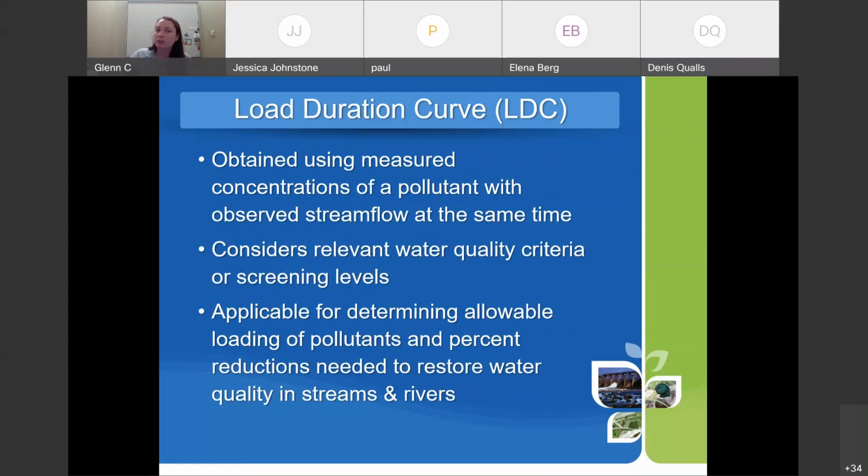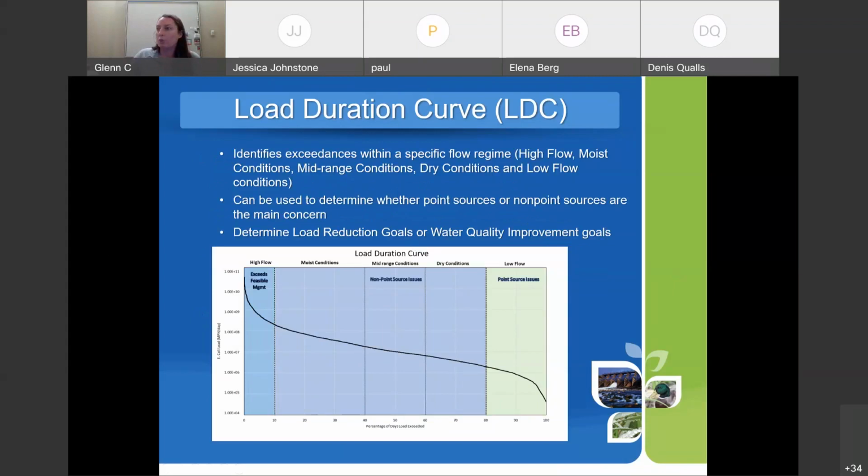So a load duration curve helped us analyze the measured stream flow and corresponding water quality concentrations to assess the water quality standards or screening levels established by the state, by TCEQ, as well as the reference criteria established by EPA that may not have yet been adopted by TCEQ. The load duration curve also helps us assess when, meaning during what flow conditions, so high flow, moist conditions, mid-range conditions, dry conditions, or low flow, that water quality standard has been violated or a screening level has been exceeded.